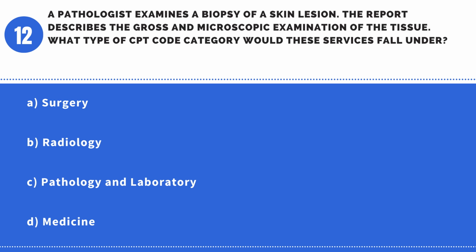Question 12. A pathologist examines a biopsy of a skin lesion. The report describes the gross and microscopic examination of the tissue. What type of CPT code category would these services fall under? A. Surgery. B. Radiology. C. Pathology and Laboratory. D. Medicine.